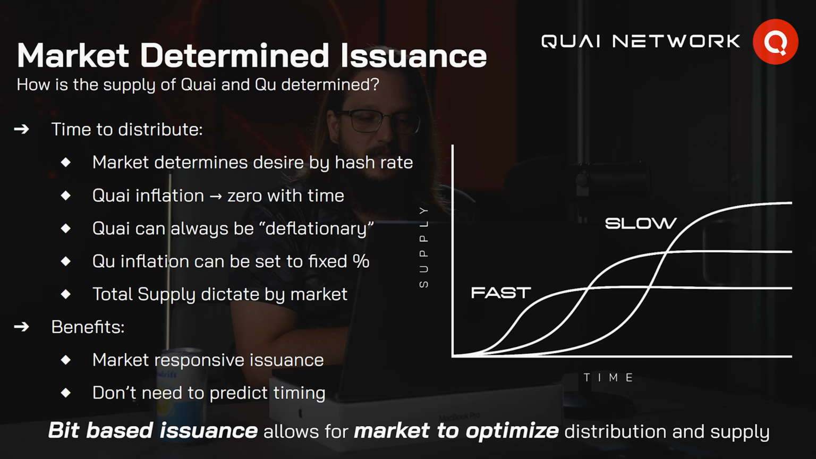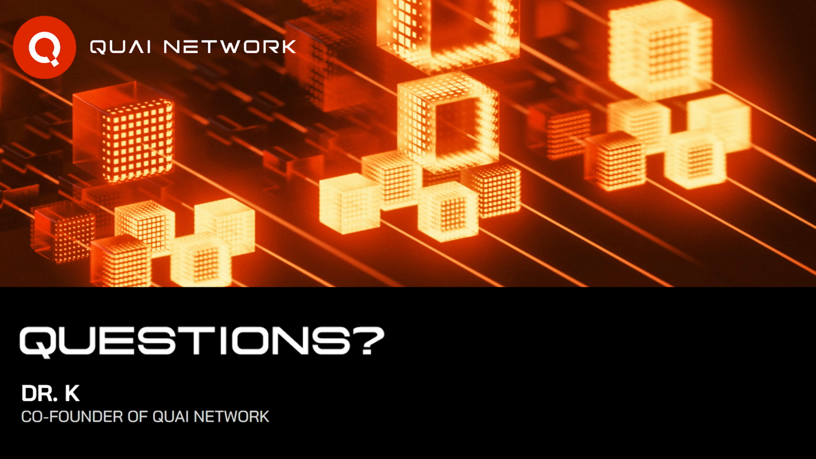So the benefit here is that this creates market responsive issuance, and it makes it so that we don't have to constrain the system based off some predetermined a priori timing. The market will always adjust, and the system will adjust to the market. And what this means, though, is that bits-based issuance allows for the market to optimize distribution and supply. Yeah, and that's the first intro to this idea. Obviously, we're going to expand on this quite a bit more.